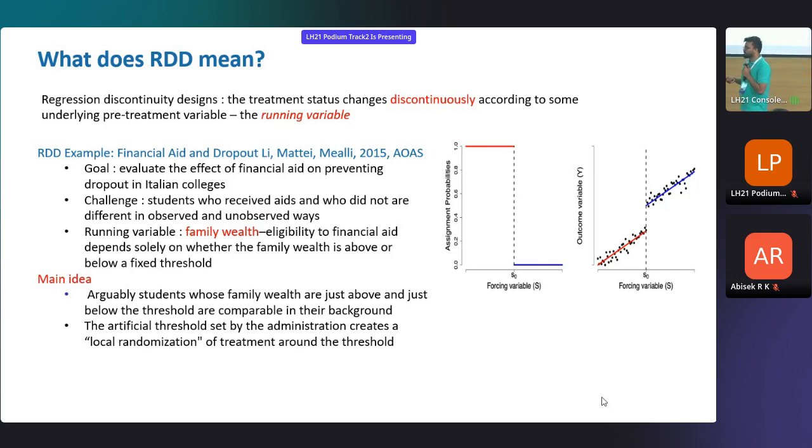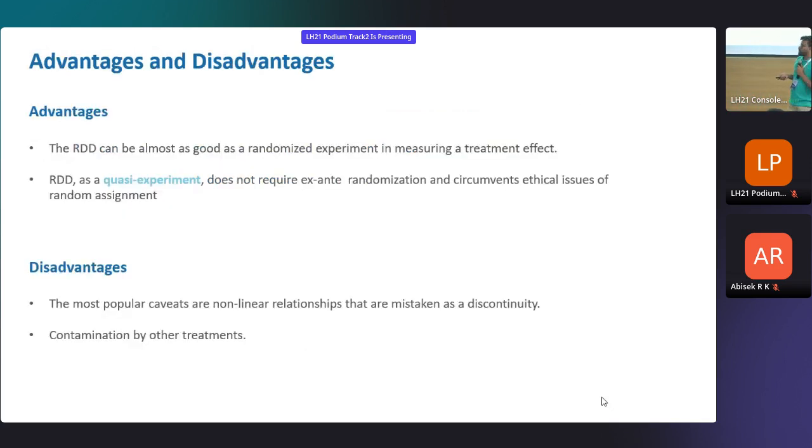So this is called the artificial threshold set by the administration, and this is what we call local randomization. This helps us. These are the two groups of people we can compare. Now, what are the advantages and disadvantages? The advantages are fairly clear, right? Because it makes it easy for us to compare two sets of samples.